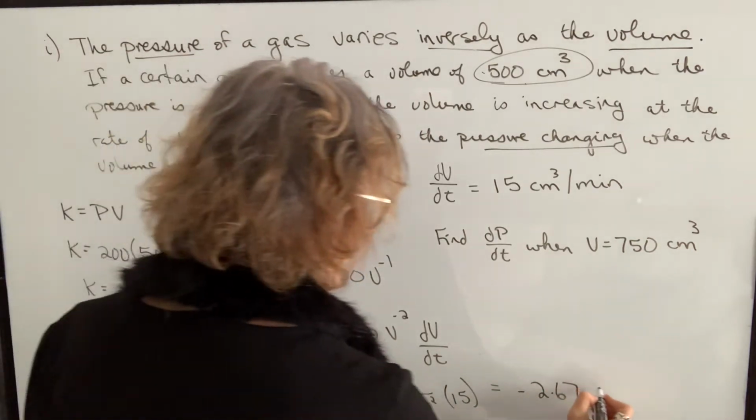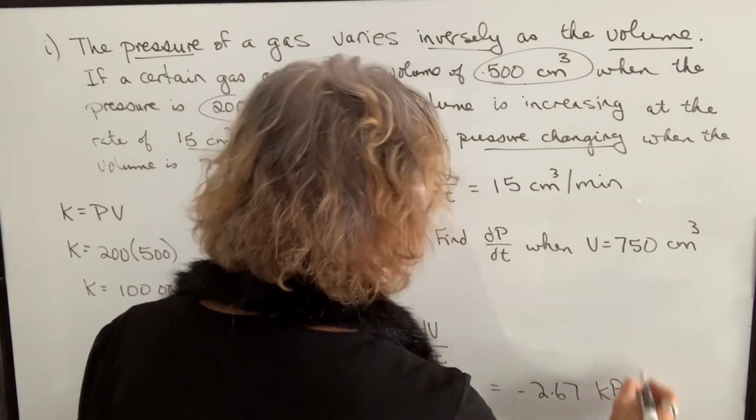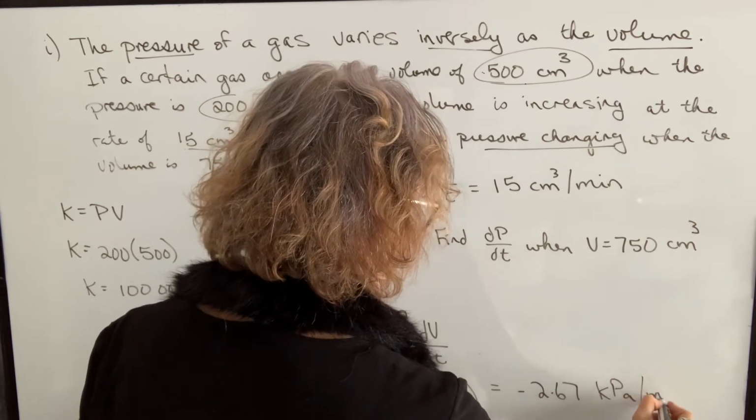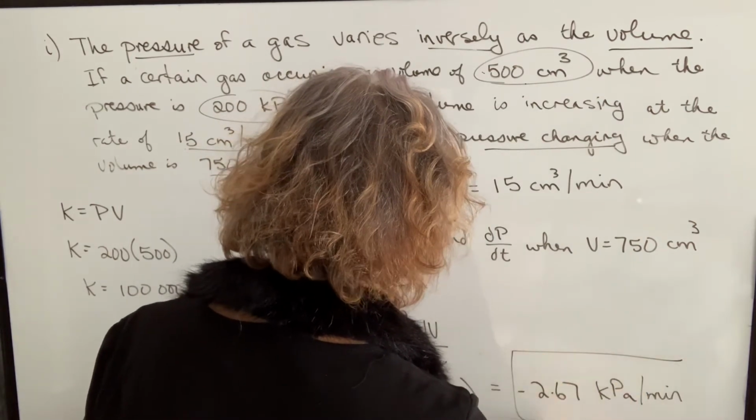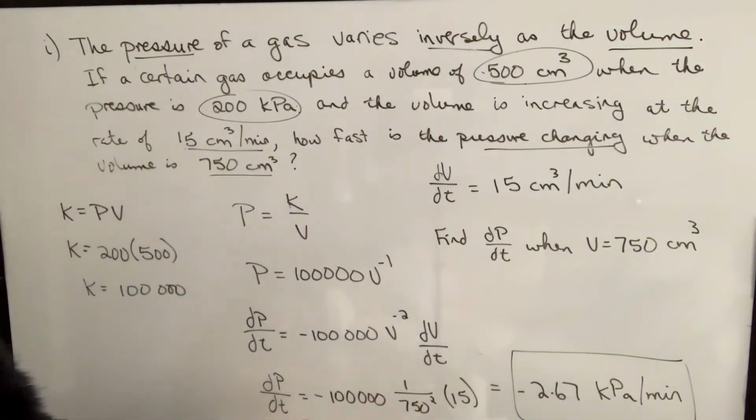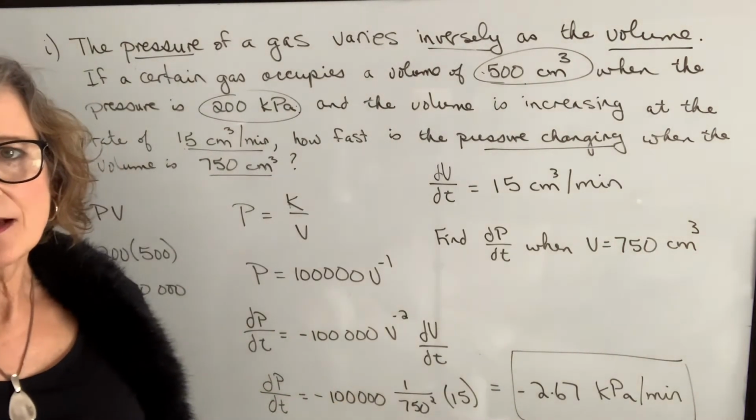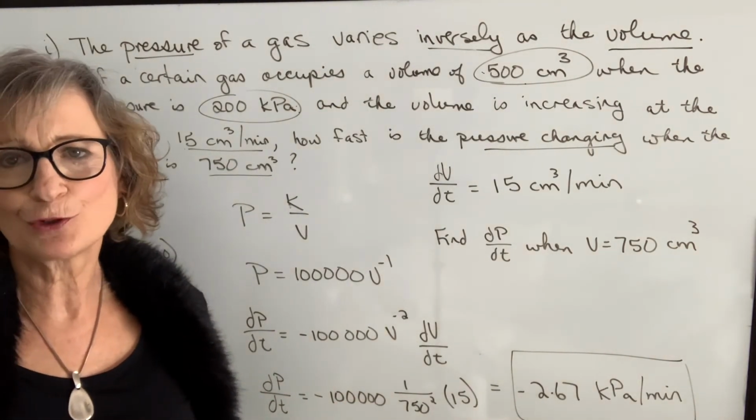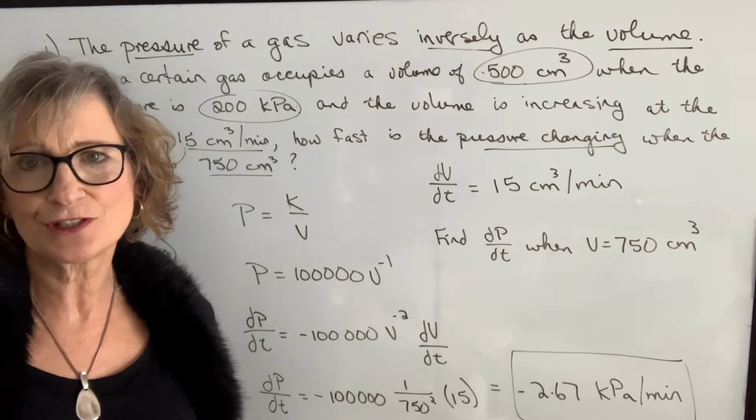Pressure is measured in kilopascals. My time factor is per minute. And it makes sense that my pressure should be decreasing as my volume is increasing. It is an inverse proportion. So as one increases, the other should decrease.